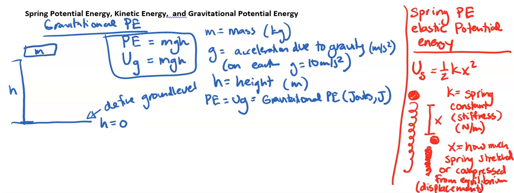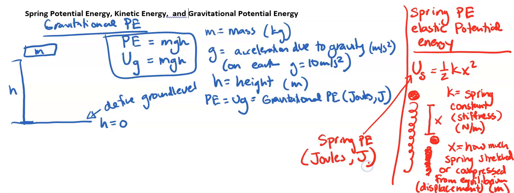We'll often want to measure X in meters. And again, we know U_S is spring potential energy, and energy we will often measure in joules, or capital J.